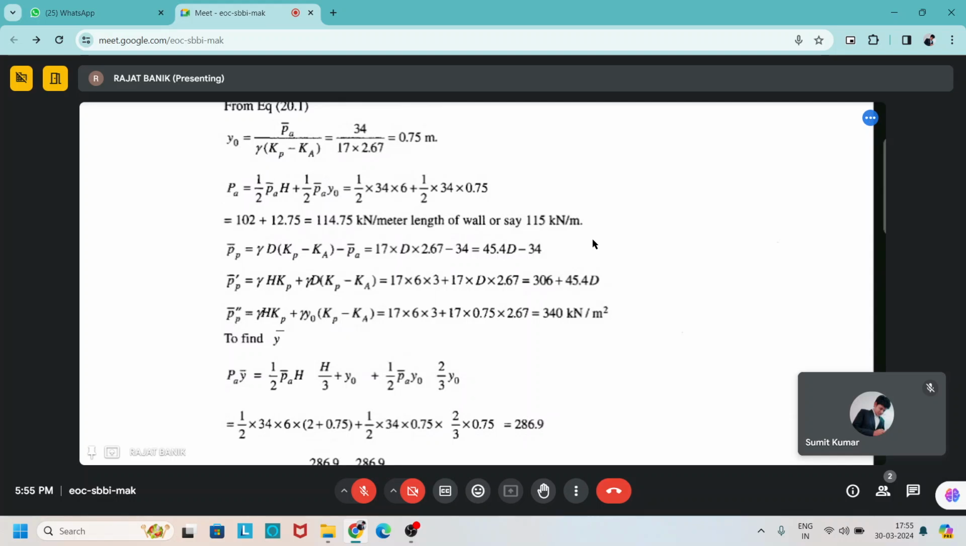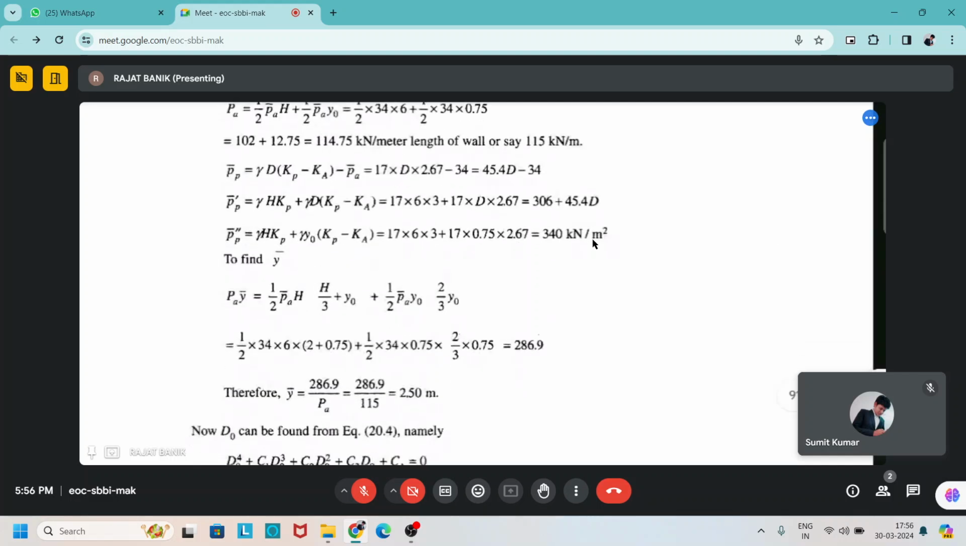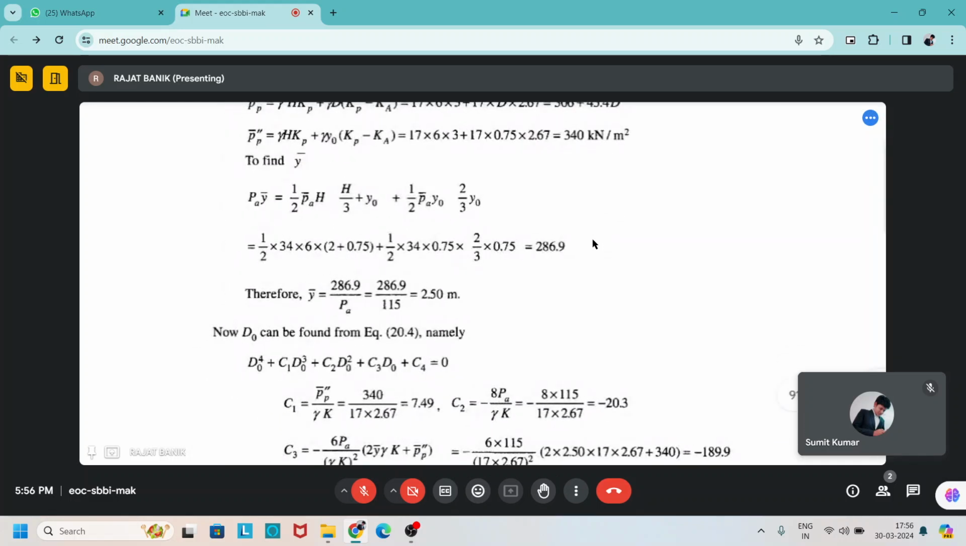Now to find y bar, we use this equation: PA into y bar is equal to half PA bar into H, into H by 3 plus y naught, plus half PA bar y naught into 2/3 of y naught. Now put all this value, and y bar is equal to 2.5 meter.